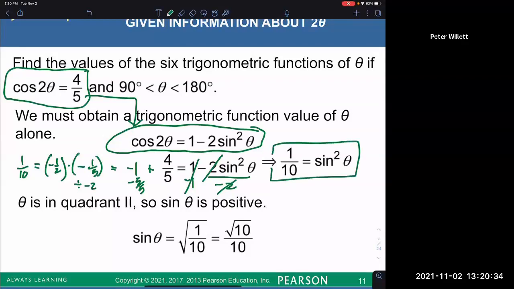to get sine squared theta equals 1/10. And then to solve for sine theta, we would square root both sides, where again, you'd have to use a plus or minus.